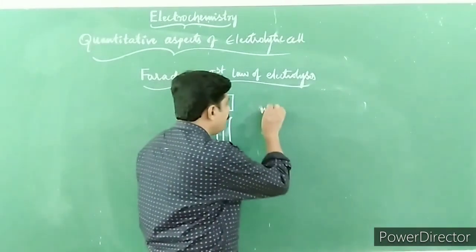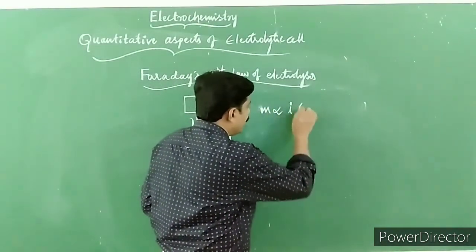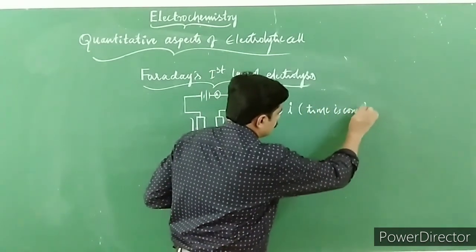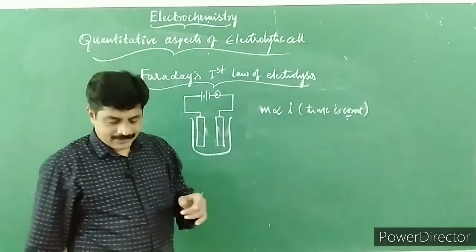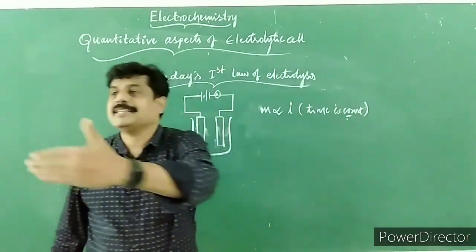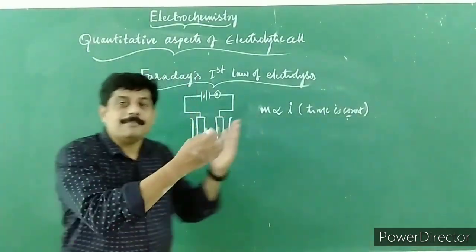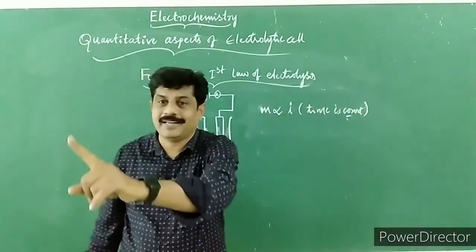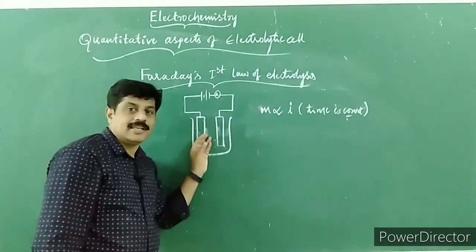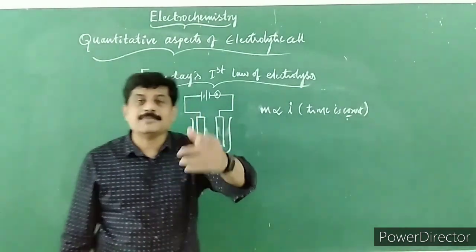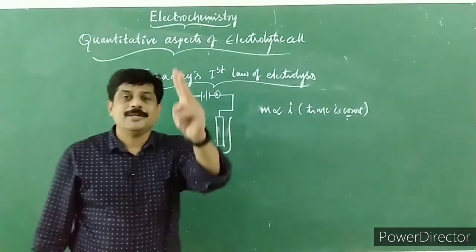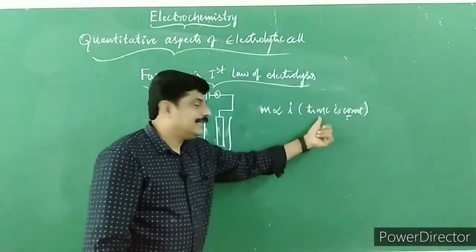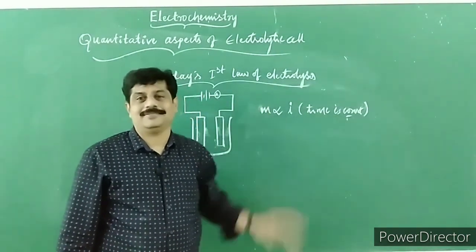Let me put that in terms of a mathematical expression. M is directly proportional to I if time is constant. Children, that means the more the electric current is passed, the more will be the mass of substance electrolyzed. For example, by passing 1 ampere of current, if 5 grams of substance is electrolyzed, then 10 grams of substance will be electrolyzed by passing 2 amperes of electric current, provided time is kept constant.